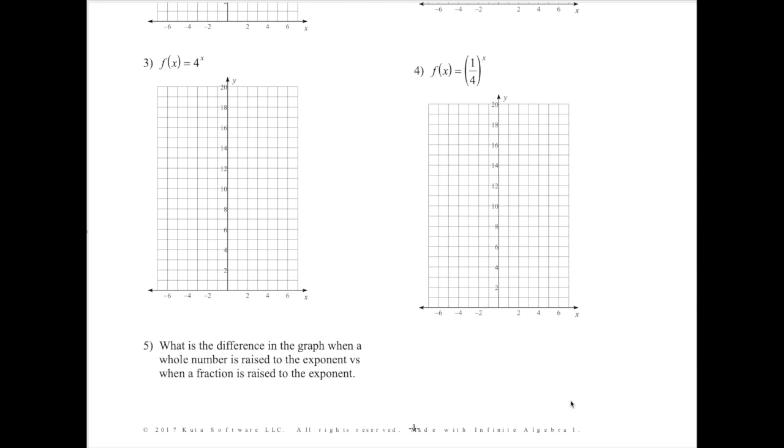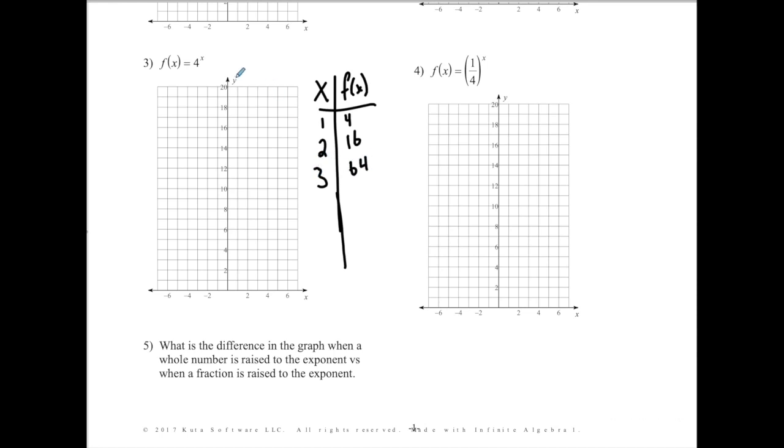Okay? So remember, what we always want to do is make a table here. So here I'm going to write in my x and my f of x. So let's make my table. I'm going to start with 1, 2, and 3. So 4 to the power of 1 is 4, because anything to the power of 1 is itself. 4 squared is 4 times 4, which is 16. 4 cubed is 4 times 4, which is 16, times 4, which is 64.